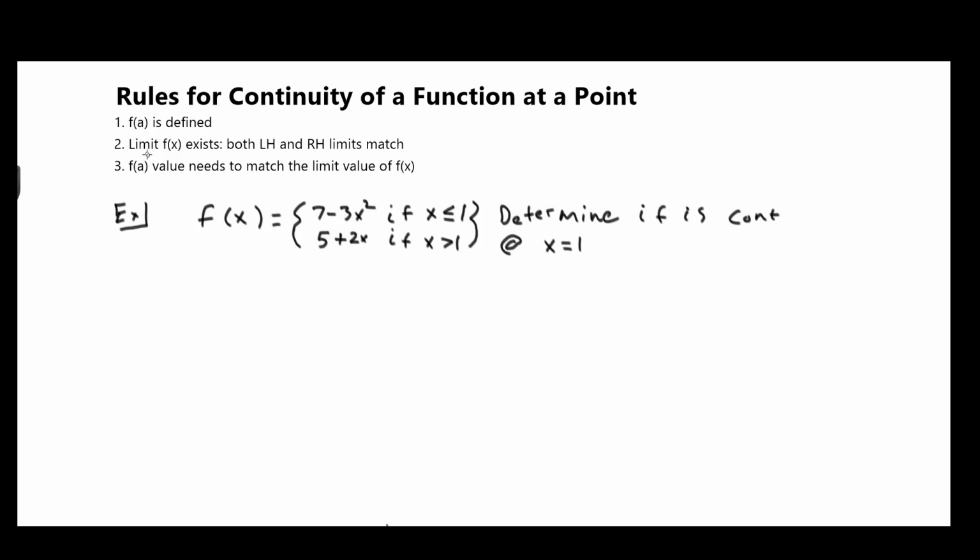And then if both those criteria are met, the third rule is that the original defined function needs to match the limit value of the function. So we'll go over an example that we have written down here. As you see, we have two different functions in a piecewise setup. The first thing we need to do is to make sure that this function is defined. So only x value here where it's actually defined is this less than or equal to value. So we have to use this function in order to see if it's defined.